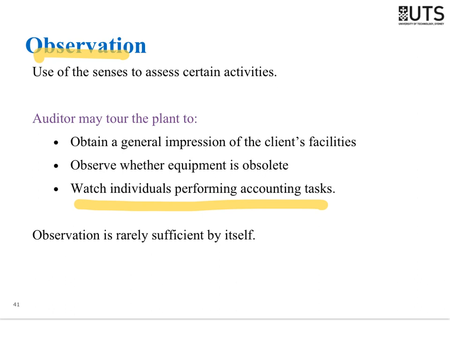Now, let me ask you a question. If you know someone is watching you, are you more likely or less likely to do the right thing? Absolutely. Does that mean you always do the right thing? You guys, of course, but somebody else? Not necessarily. So observation, again, as a procedure is quite limited. Why? Because if someone knows they're being watched, obviously they're going to do the right thing. That doesn't necessarily mean they're always doing the right thing. So it's insufficient on its own. We usually couple it with another procedure that provides a bit more quality evidence.